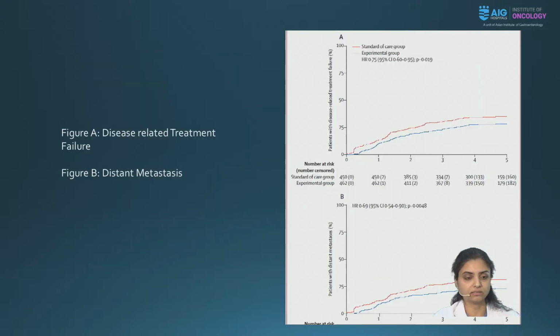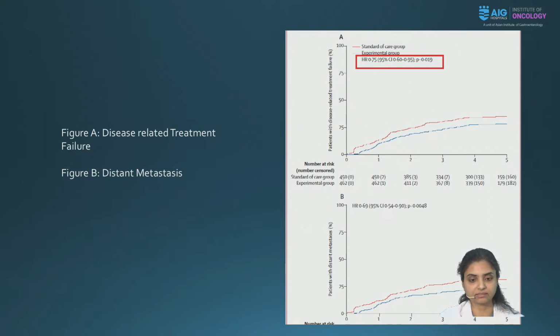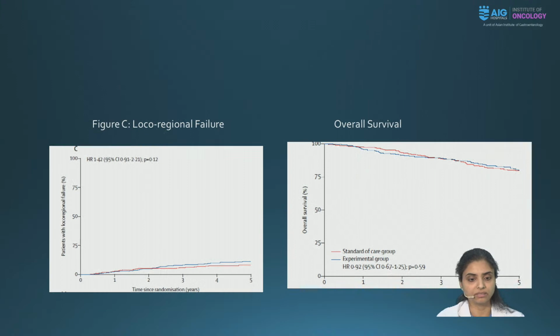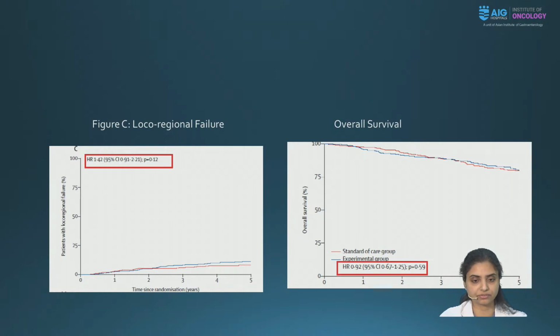Looking at the disease-related treatment failure, it is definitely lesser in the experimental arm, the short course arm, and the distant metastasis is also definitely lesser in the experimental arm. But there was no difference in the loco-regional failure nor the overall survival. But anyhow, this trial was not designed for that. These are all the secondary endpoints.